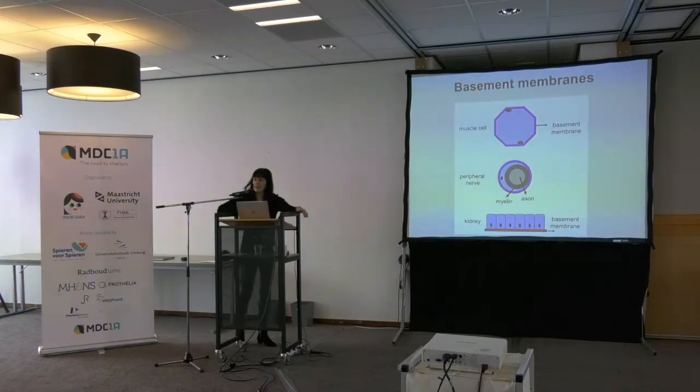And also in the kidney, there are basement membranes. There we have cells that are called epithelial cells. They sit here on the basement membrane. So this basement membrane is rich in laminin 211, whereas this basement membrane is rich in the other laminin isoform, laminin 111.